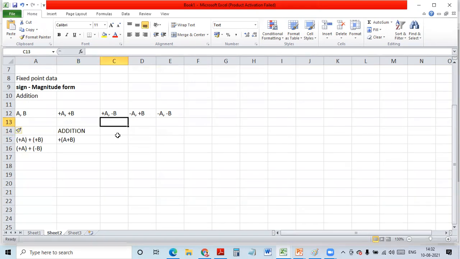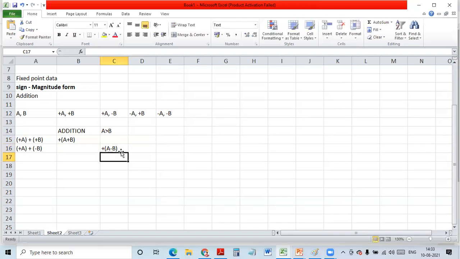Okay, so you require a comparator that says if the magnitude of A (A refers to magnitude only) is greater than B, then what will you perform? You will perform A minus B, because A is greater than B. Whatever the sign of A is, since A is bigger, that will be the resultant sign.